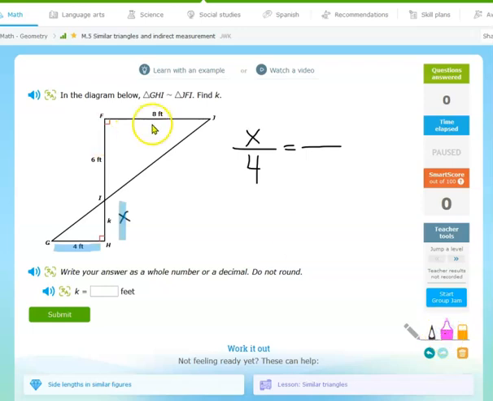Then I'm going to come up to this triangle up here. These are the two sides that I'm going to use. And I'm going to do the same thing. If I did x over 4, height over base, I need to do height over base. So I'm going to do 6 over 8.